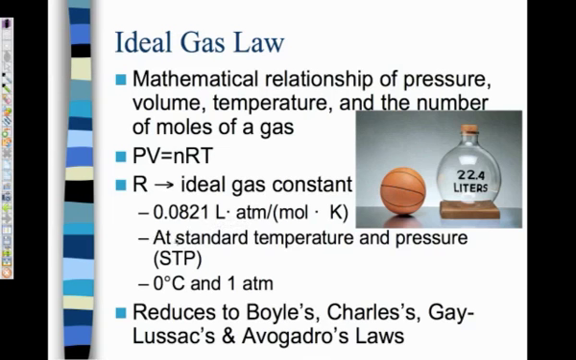At standard temperature and pressure, or STP, it's 0 degrees Celsius and 1 atm. We talked about that when we did problems for the combined gas law. And again, we can reduce to Boyle's, Charles's, Gay-Lussac's, and Avogadro's law. This picture on the right shows that 1 mole of a gas at STP is equal to 22.4 liters, which is quite a bit bigger than a basketball. So you can see the amount of gas it would be at STP.